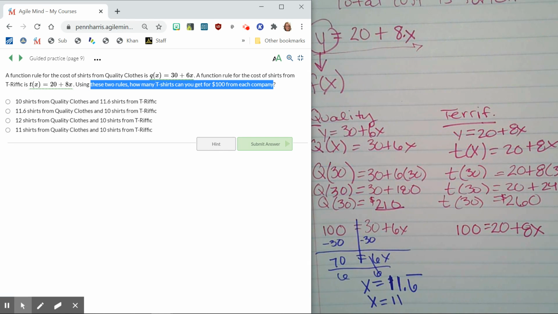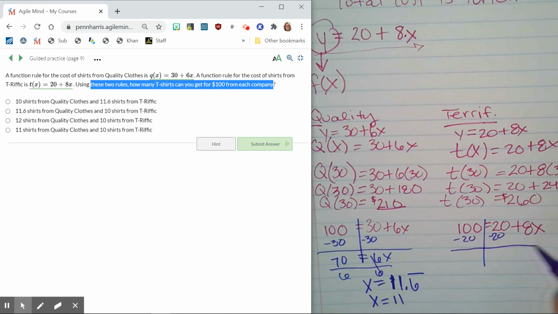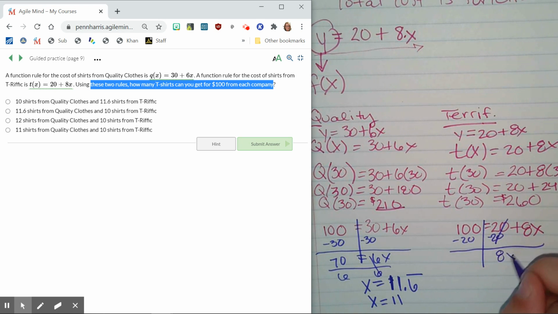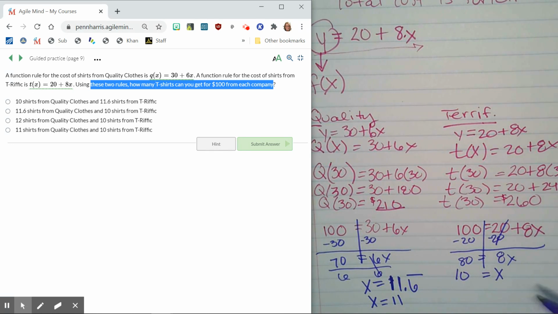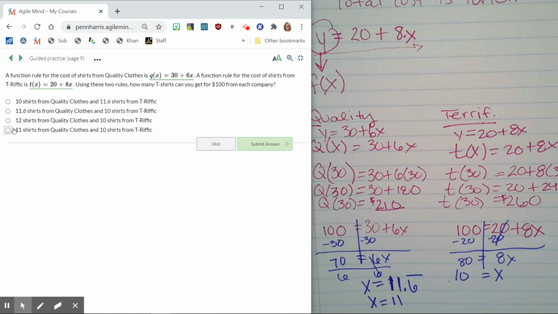Okay. Then I'm going to go over here to Terrific T's. Same idea, minus 20 on both sides. And I'm left with 8x equals 80. So x equals 10. Again, guys, here we have a nice whole number, so I can do that. Do not let them trick you here. Okay, it says 11.6, guys, but we cannot order a sixth of a t-shirt. Okay, we have to do 11 shirts and 10 shirts. They were trying to trick you on that one.